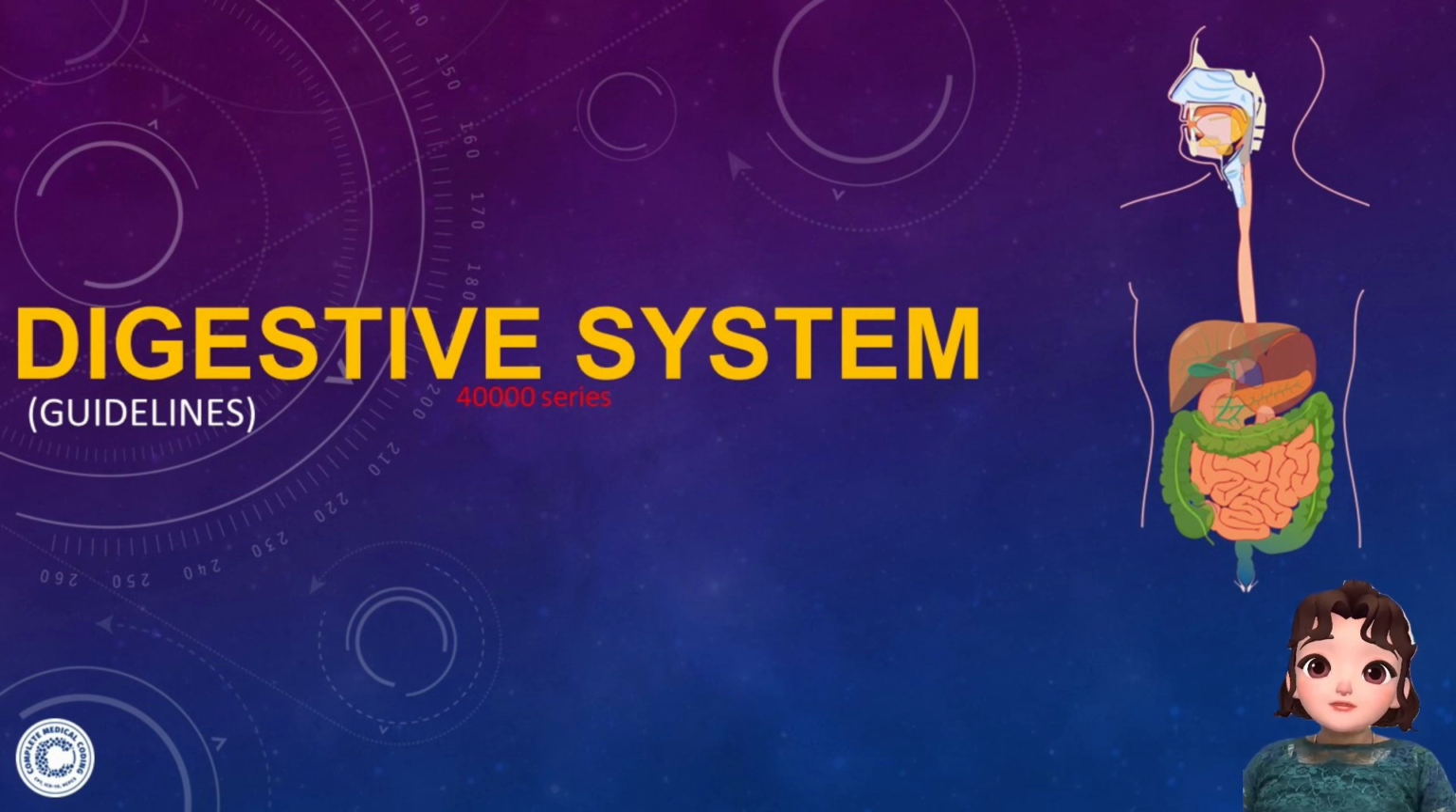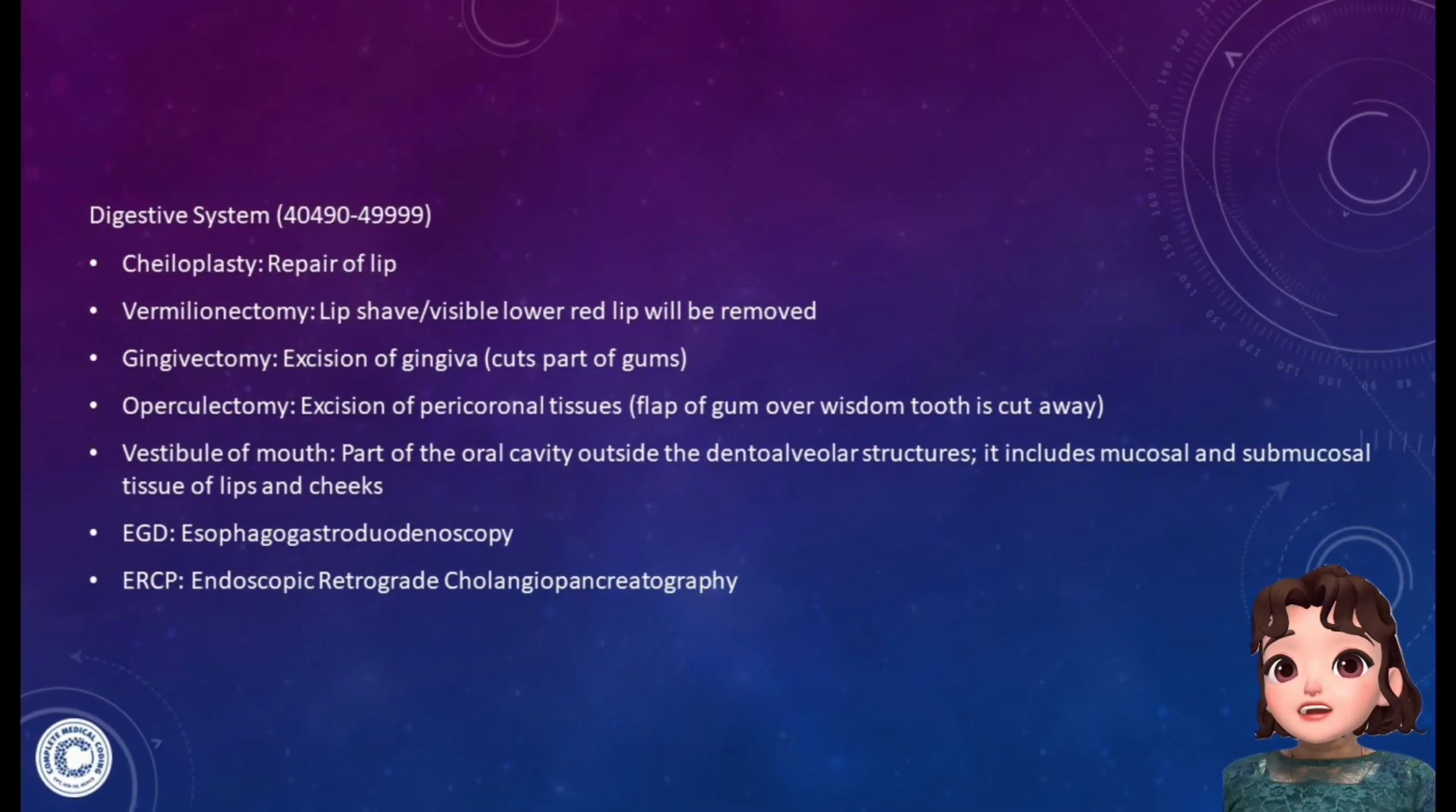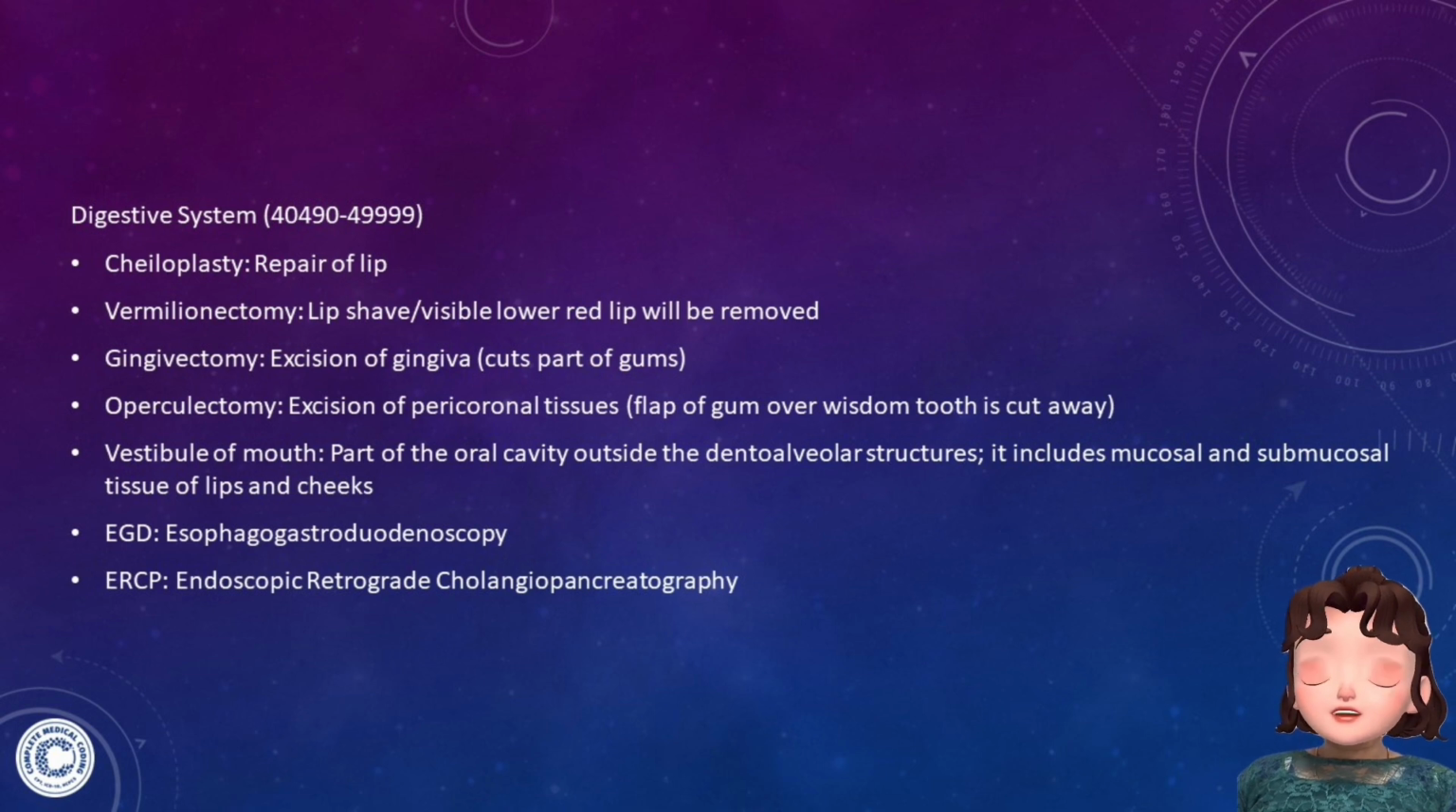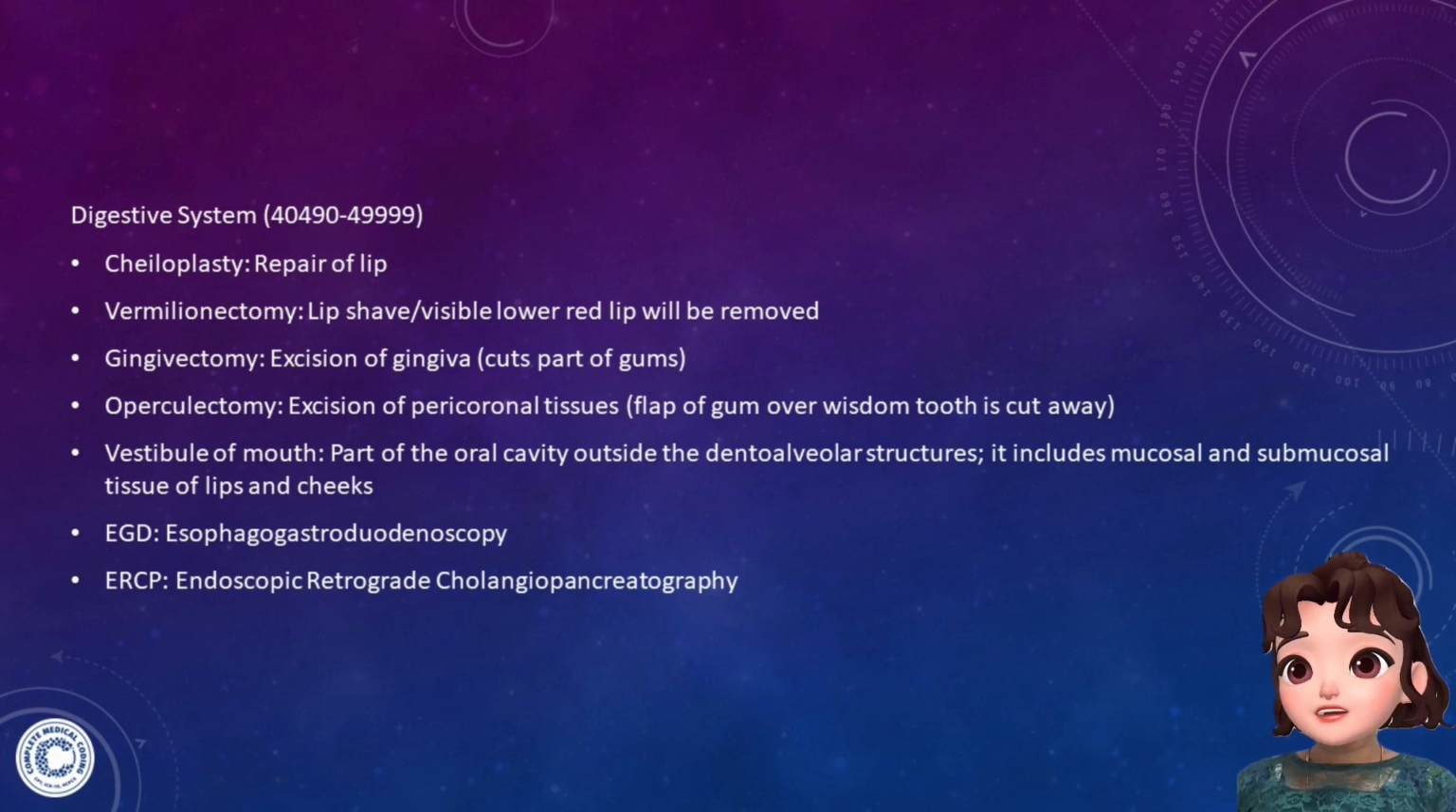Today, let's move on to the 40,000 series, that is the guidelines of digestive system. Let's look into it. So, let's move on to the digestive system. These are the 40,000 series and it ranges from 40,490 to 49999.